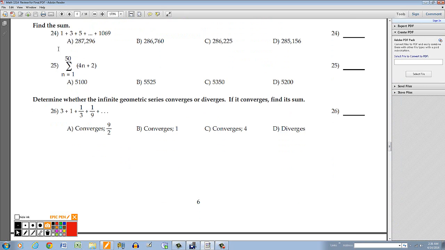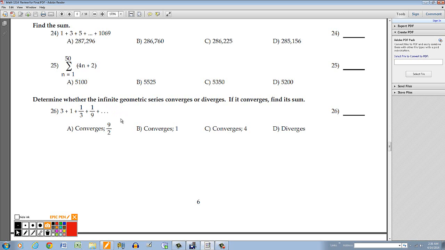For the next one, it says determine whether the infinite geometric series converges or diverges. If it converges, find its sum. Well, again, I did a video on these types of problems before. For geometric sequences, we call it the common ratio instead of common difference. Here we're multiplying by 1/3. 3 times 1/3 is 1. 1 times 1/3 is 1/3, and so on.